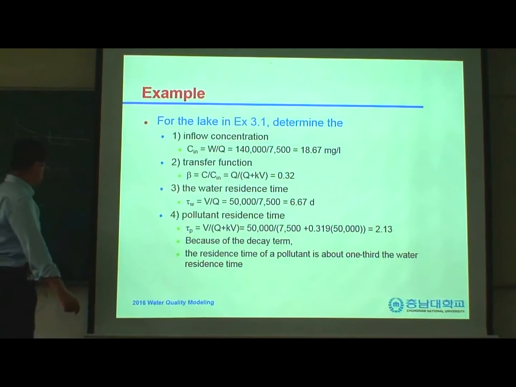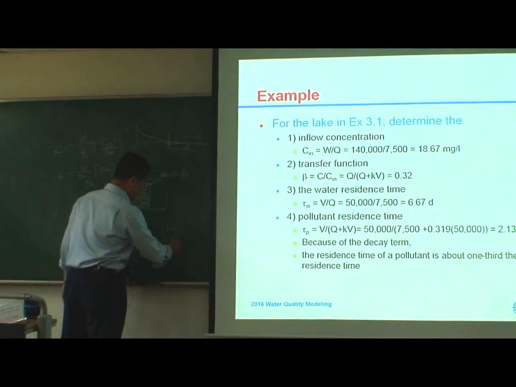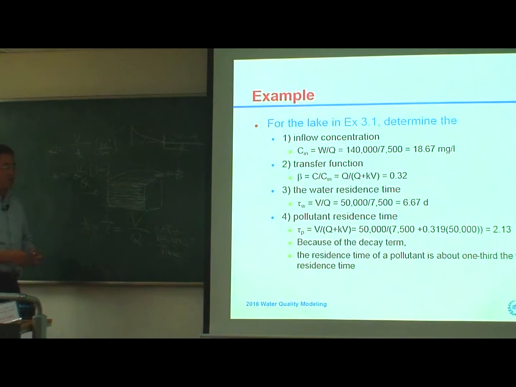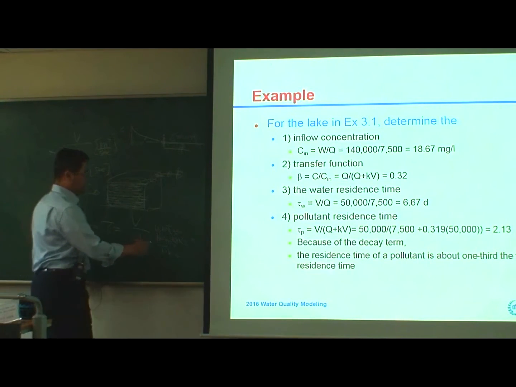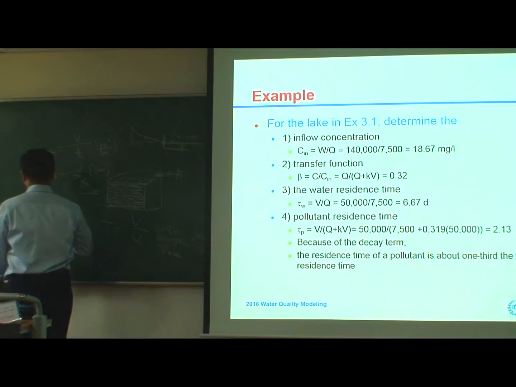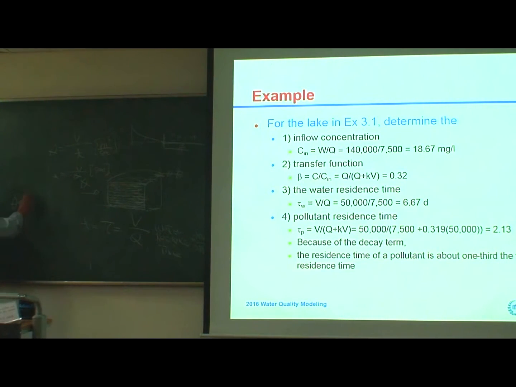Well, the definition of pollutant residence time: actually, this is the water residence time. This is the output of outflow, and what is in the system. And the residence time of the pollutant is based on the water system and the outflow rate. Volume may be a better expression there.